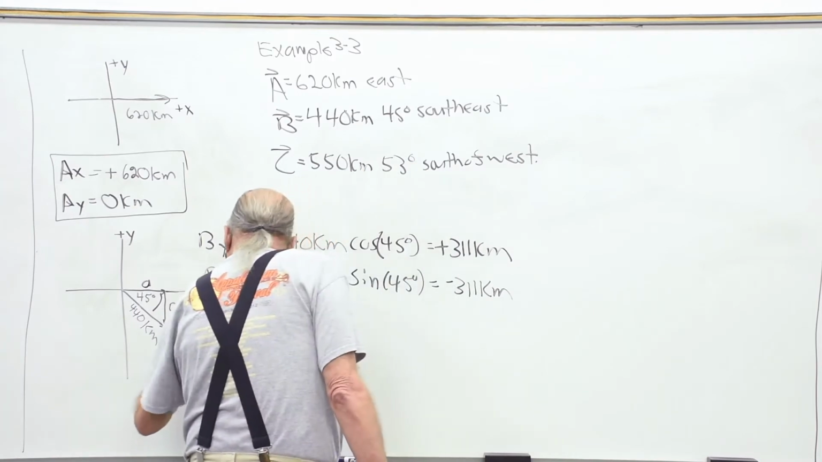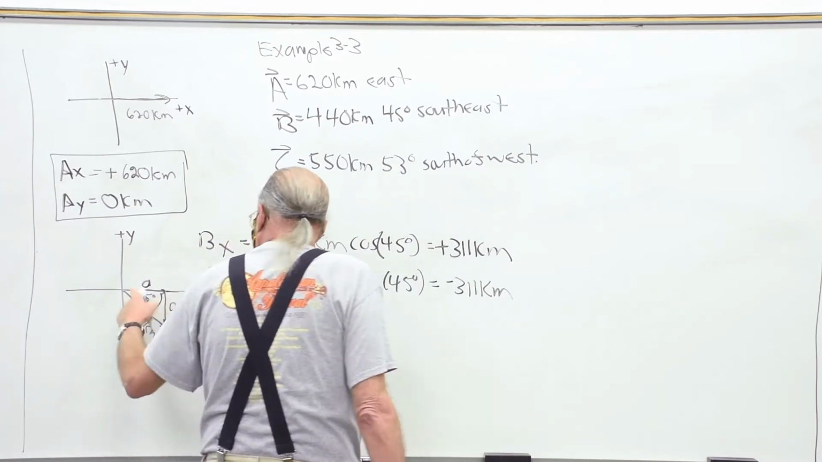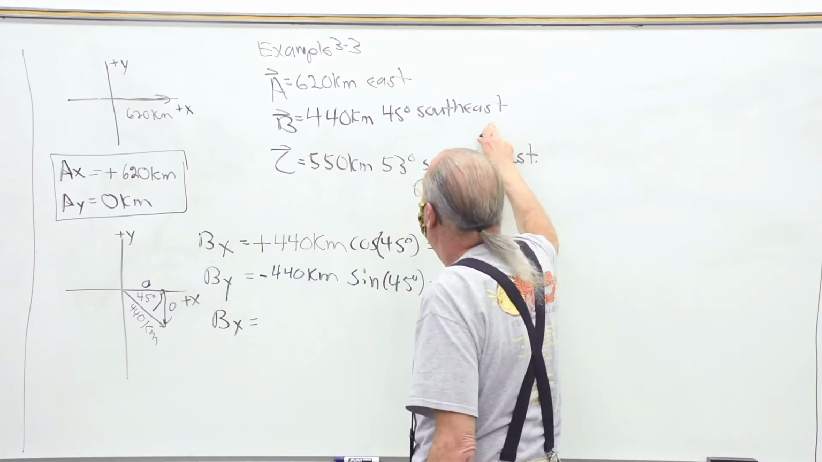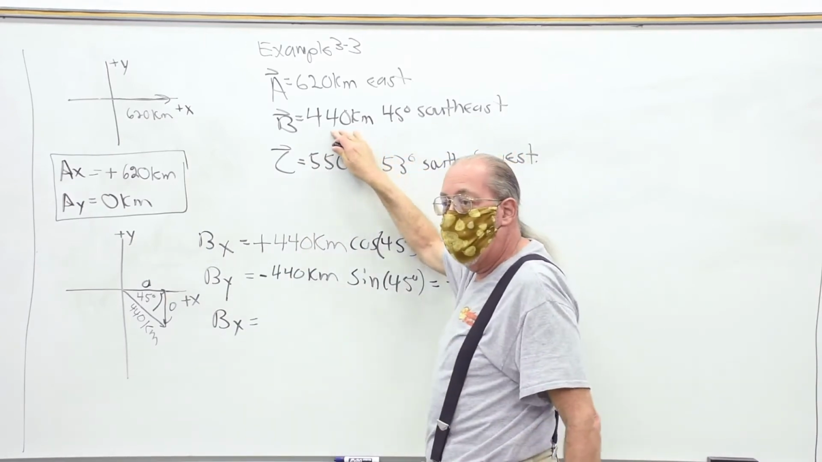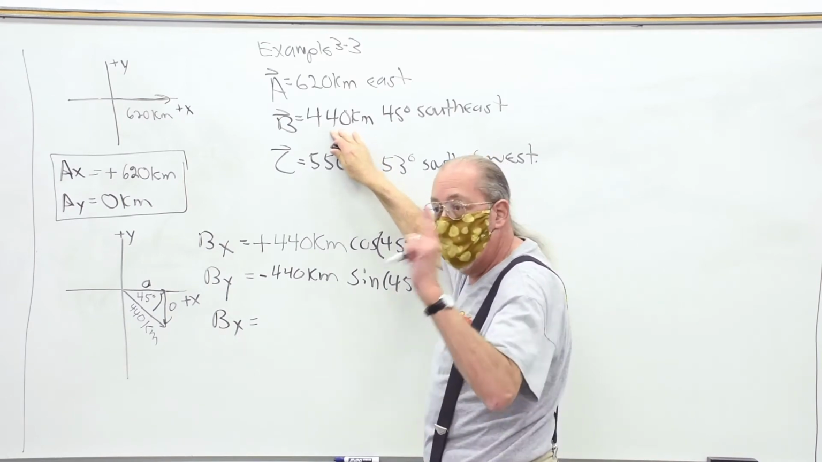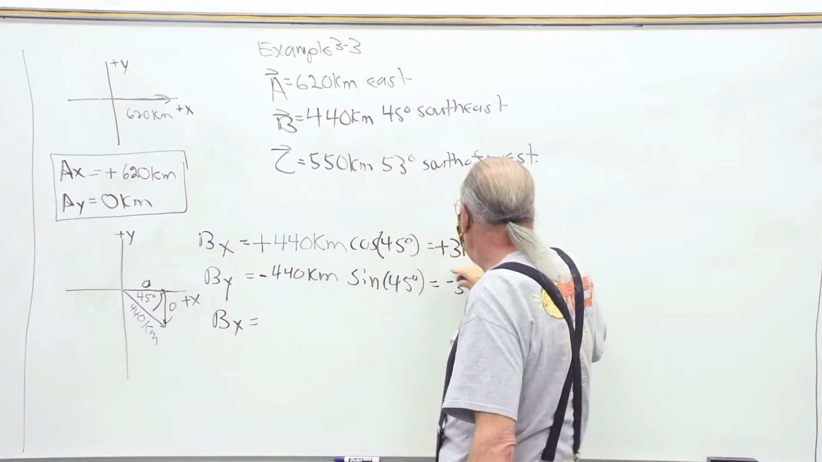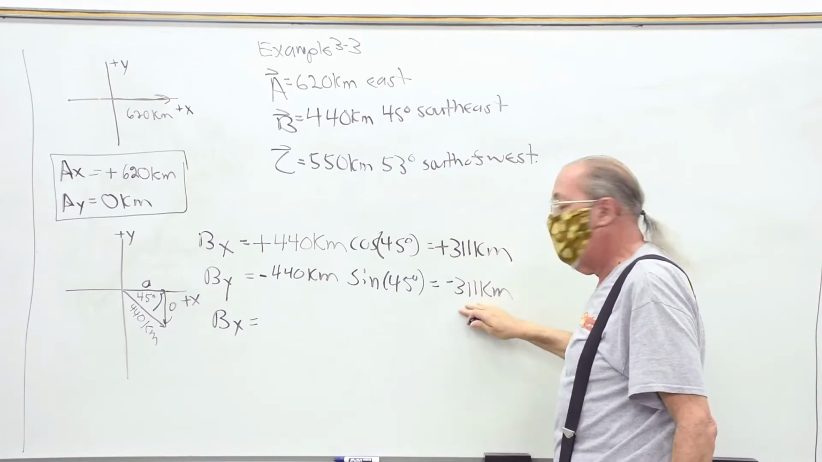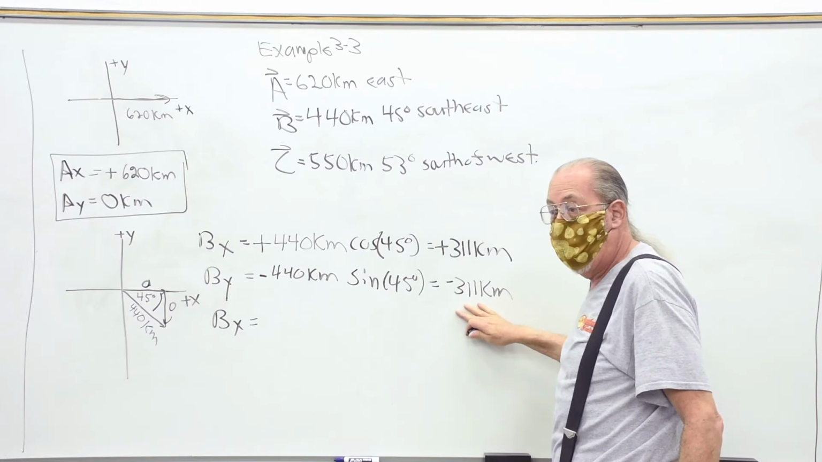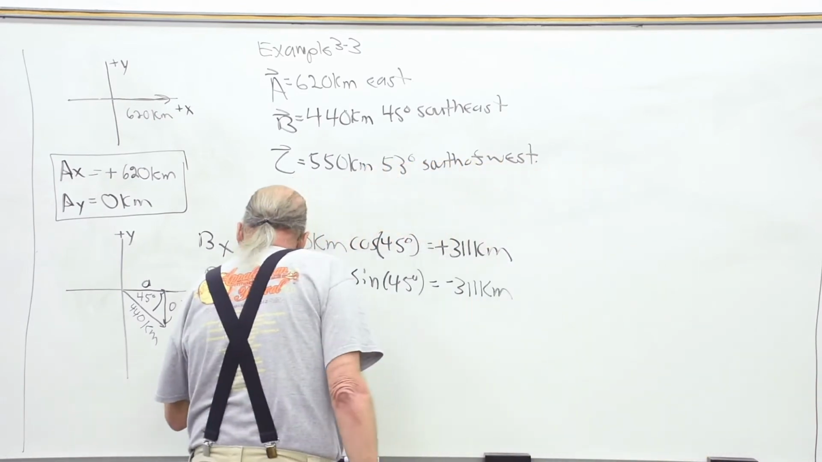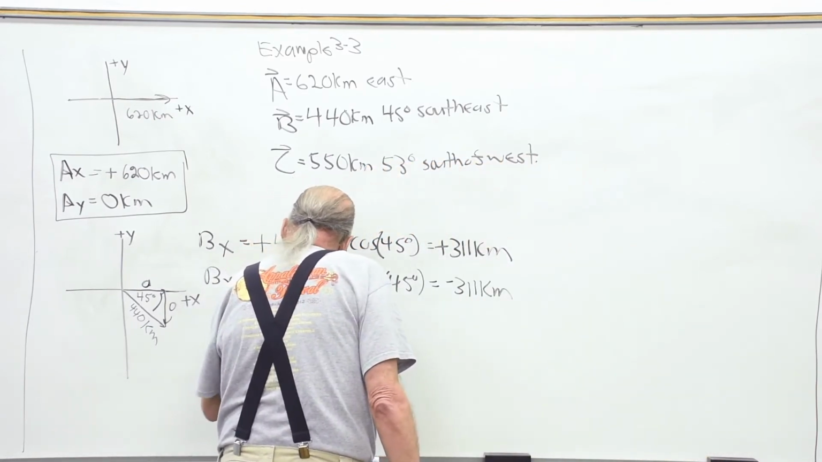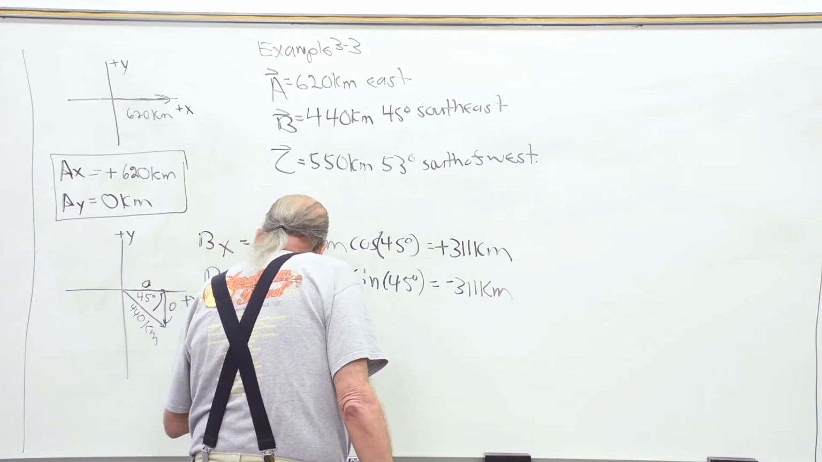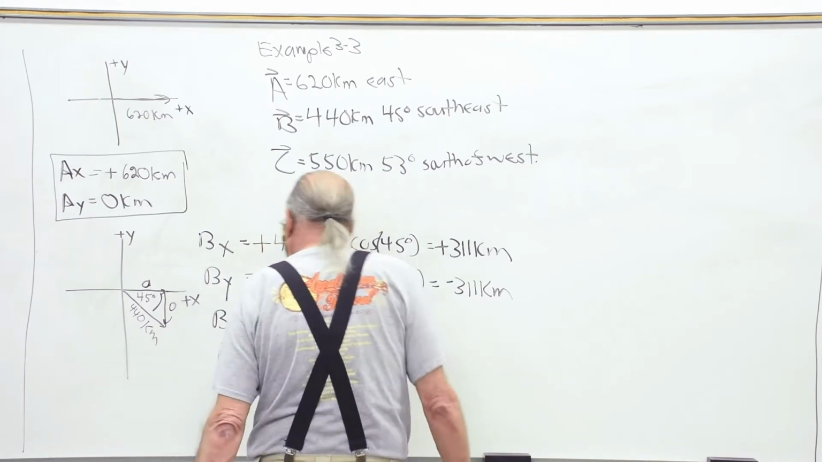So we can summarize that. Going 45 degrees southeast, a distance of 440 kilometers, is equivalent to going east 311 kilometers and then going south 311 kilometers. That's what we're saying here. So this is equivalent to plus 311 kilometers in the x direction, followed by minus 311 kilometers in the y direction.